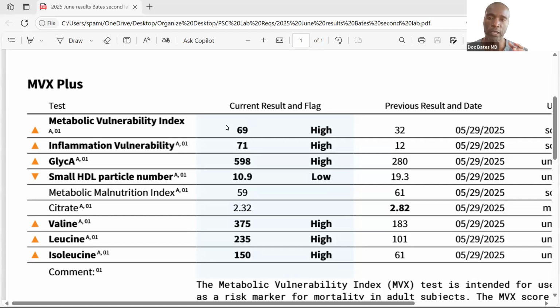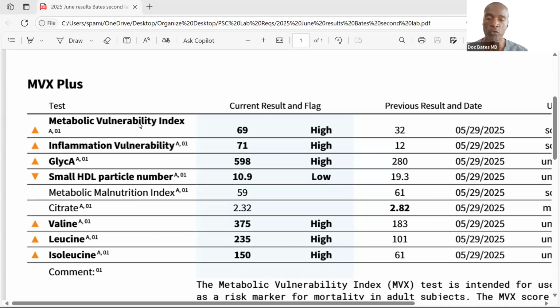What you're going to have here is 3 indices, and 6 clinical factors that are measured. So when we look at this MVX Plus test, you see the metabolic vulnerability index. There's an inflammation vulnerability index. Then the third is this metabolic malnutrition index. So let's go through these.